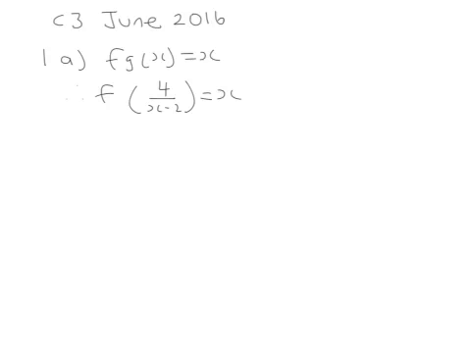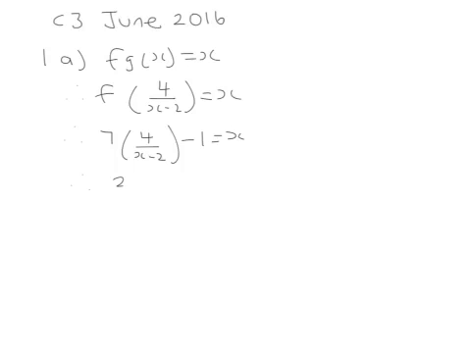This is June 2016, the C3 paper for question 1, part A. We've got to solve the equation fg of x equals x. Well, g is 4 over x minus 2, and f is 7x minus 1.